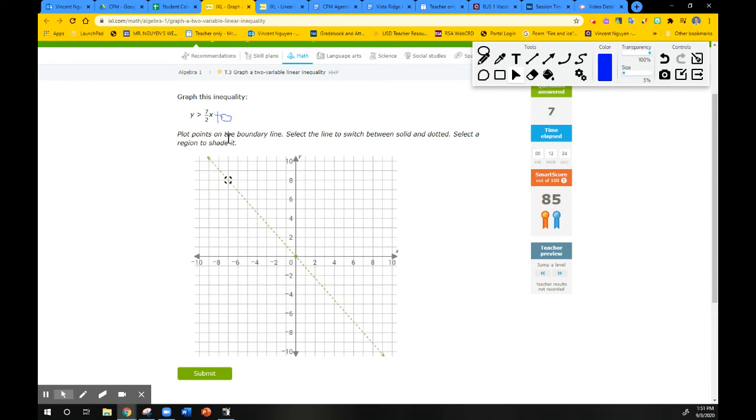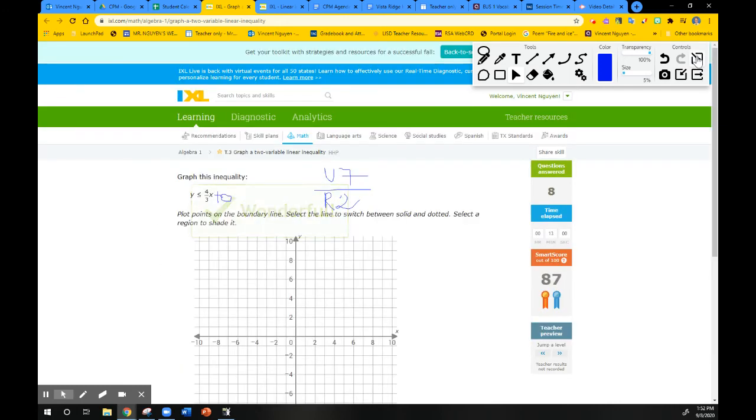So start at 0. We're going to go up 7, to the right 2, because we have a positive slope. Up 7, to the right 2. There you go. And our line doesn't have an equal sign, so it's going to be broken. And then we are shading above because it's greater than. So I am going to shade over here. This is all above right here. And we finished. Submit.